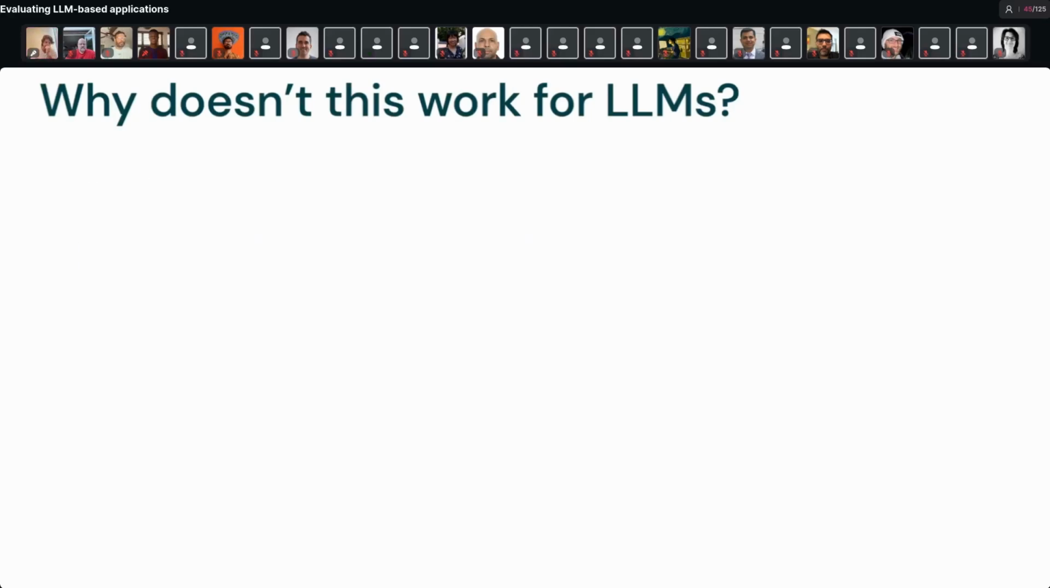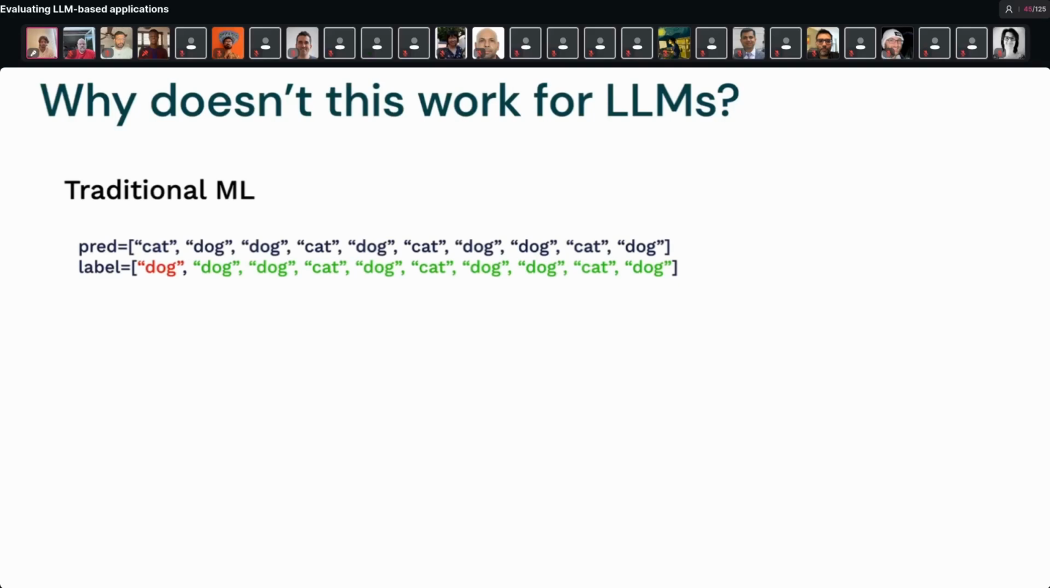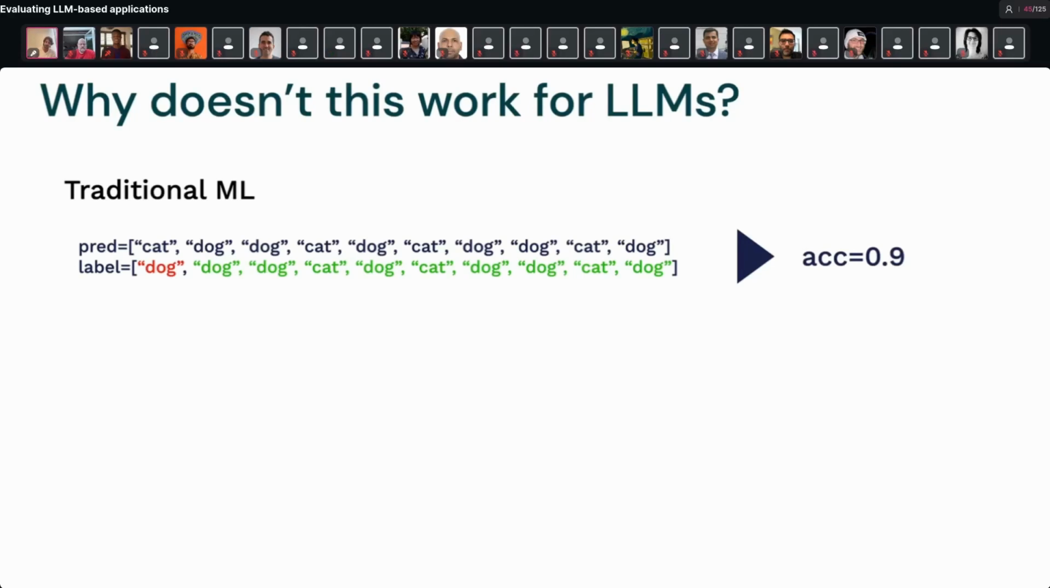So the second reason why this doesn't work very well for LLMs is metrics. In traditional ML, let's say that you're building a classifier to predict whether an image is a picture of a cat or a dog. The thing that makes this a lot easier is that we're able to compare the predictions that the model makes to the actual labels of whether this is in fact a cat or a dog, and compute metrics like accuracy that says, what fraction of the time did we get the answer correct?